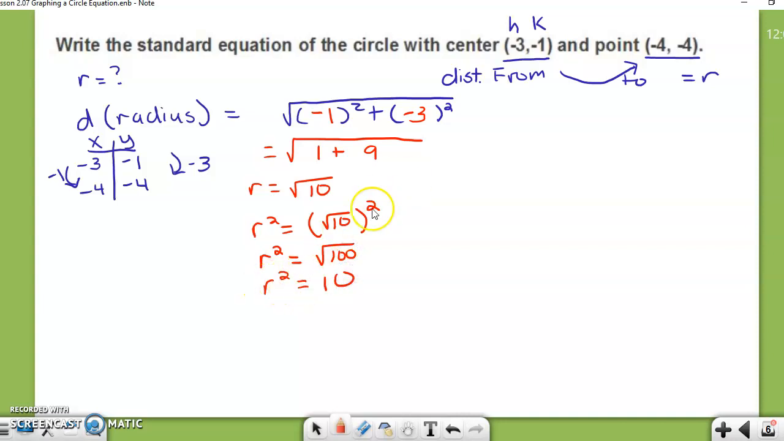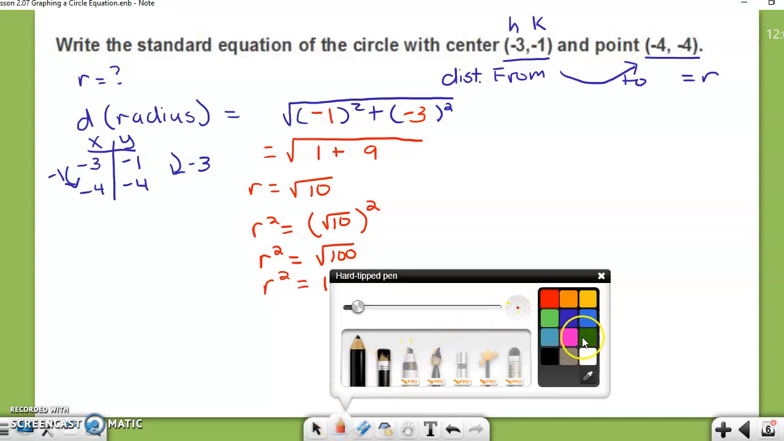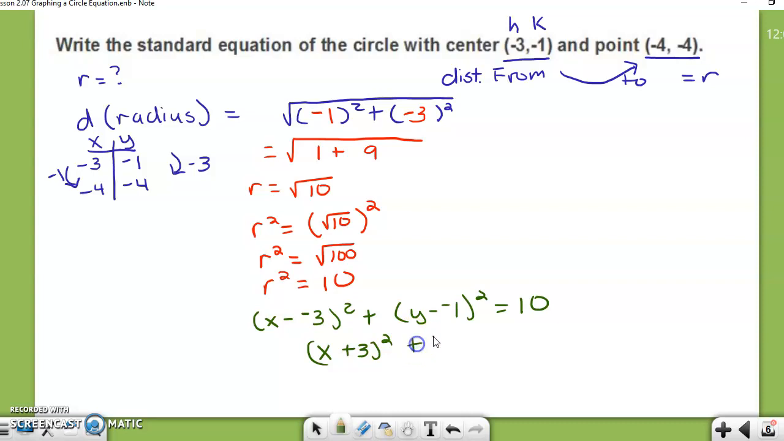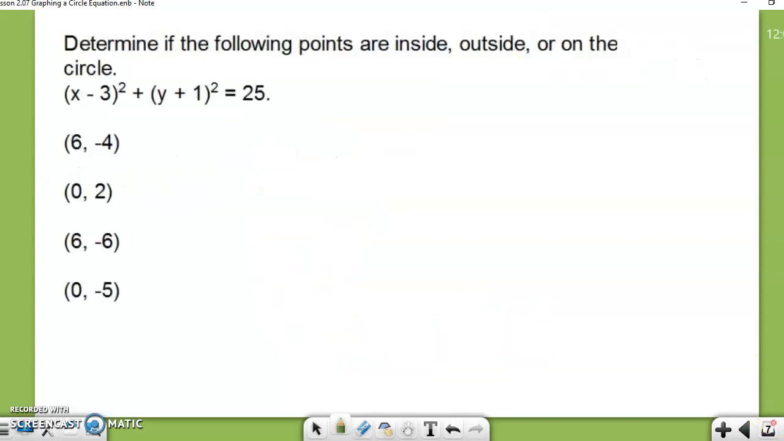Now I have r squared, h, and k. I'm ready to write the equation. I'm going to have x minus my -3 squared plus y minus my -1 squared equals my r squared, which is 10. Get rid of my double negatives. And there you go. Circle in standard form.